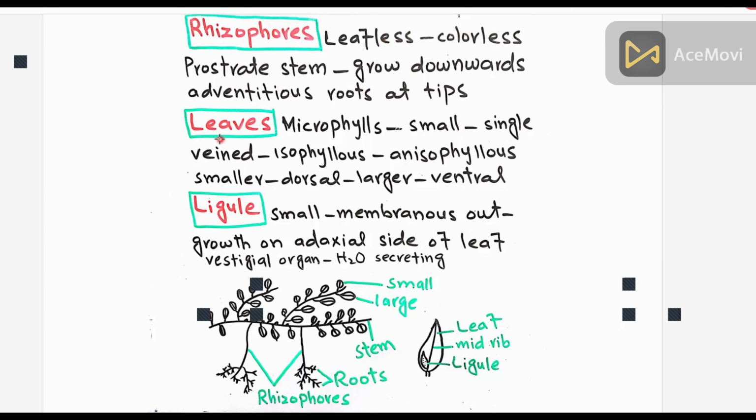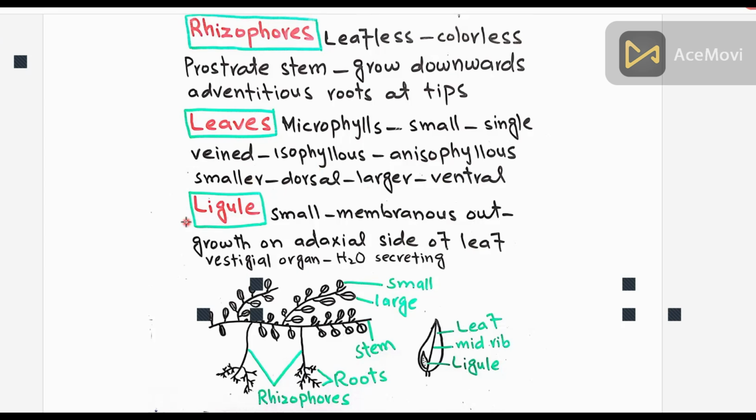Leaves. The leaves are small and single-veined and called microphylls. The leaves may be similar in size and called isophyllous, or of two different sizes and called anisophyllous. The anisophyllous leaves are borne in pairs. The smaller leaf of each pair is inserted on the dorsal side, and the larger leaf is inserted on the ventral side.